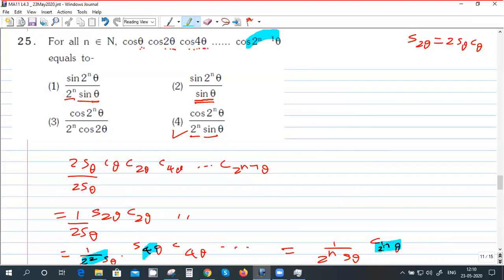So when 2 raised to the power n is here, the denominator has got 2 raised to the power n, because when 4 is there, denominator is 2 raised to the power 2. When 2 raised to the power n is there, denominator is 2 raised to the power n. Sin theta is always there. It just came out once. After that, you just have to keep combining. So the answer is 4.